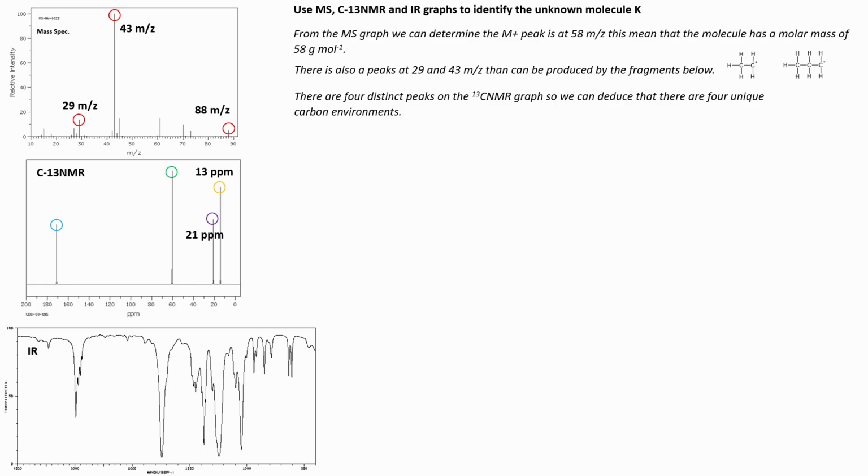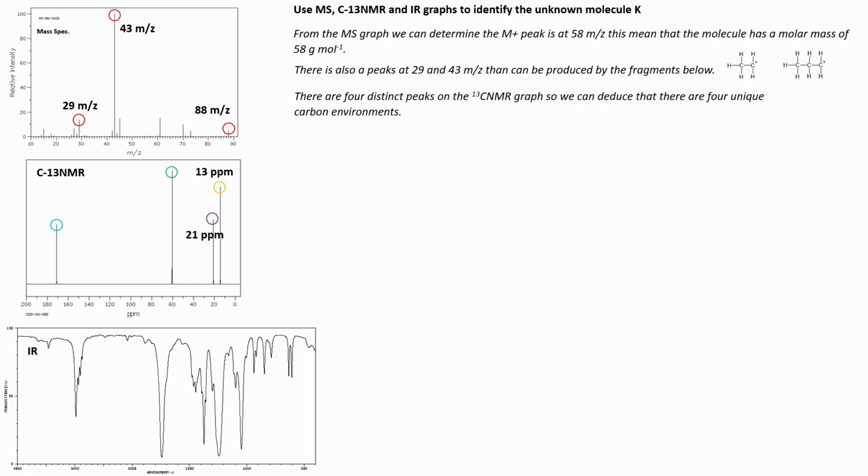I could also say, hey, the molar mass was even. That means that there's not going to be a single nitrogen in this molecule, because if you have one or an odd number of nitrogens in a molecule, you always end up with an odd molar mass. Okay, let's get back to this carbon-13 NMR graph.